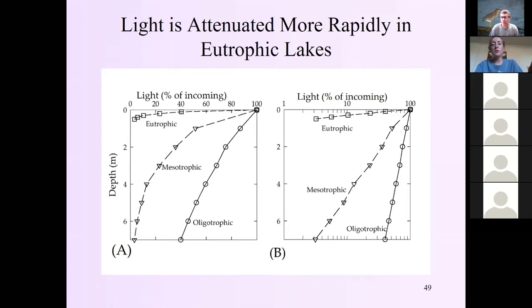Will you repeat them? I got the first one, which is eu. What's meso? Middle? Yeah. What's oligo? It's poor, nutrient poor, food poor, low.